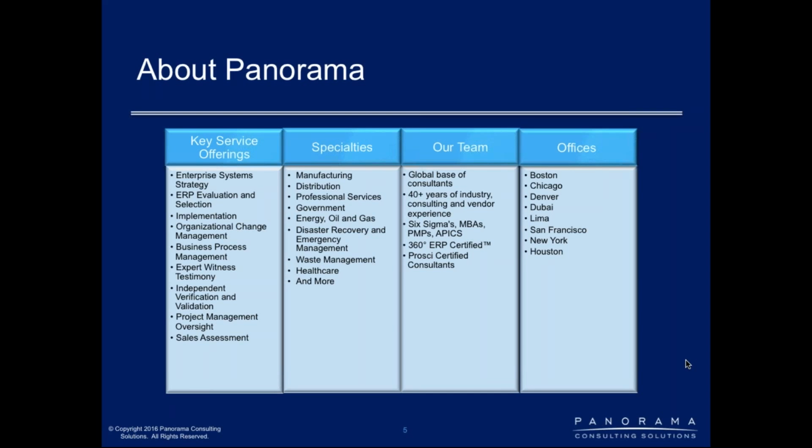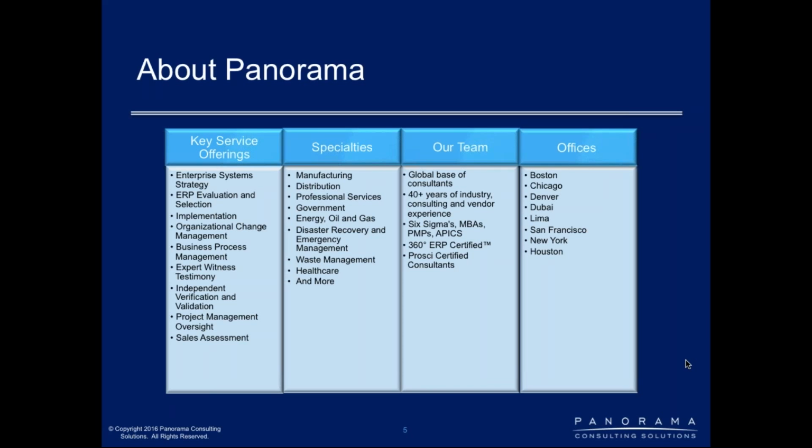I think the operative terms in our vision of being the world's leading independent ERP consulting firm, one is the fact that we're independent. We're not aligned with any software vendors. We don't sell software. We don't receive any kind of financial kickback or incentive to recommend or sway clients to go a certain direction or not with their software.